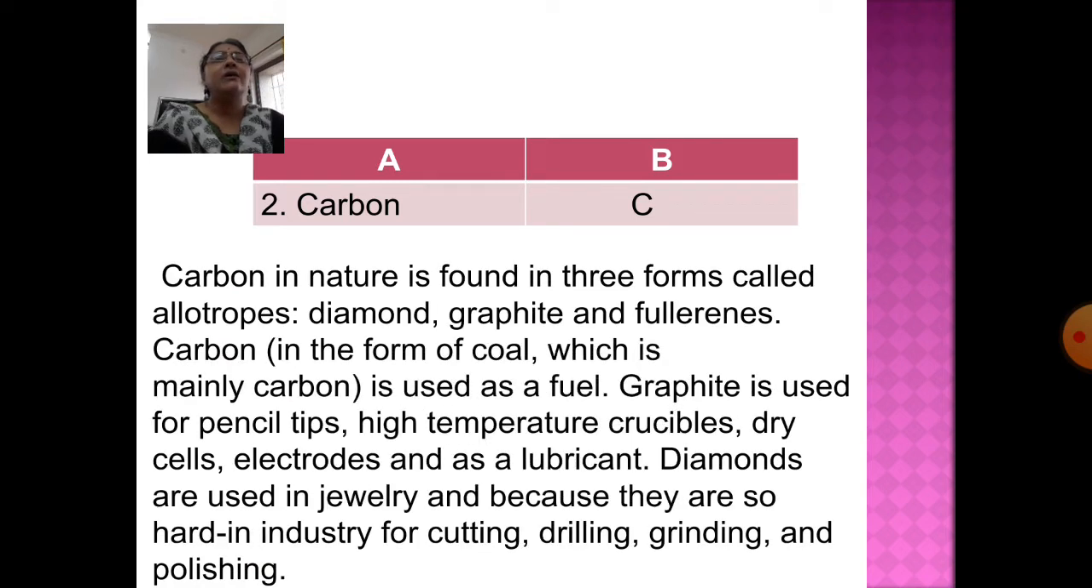Carbon in nature is found in three forms called allotropes, diamond, graphite and fullerenes. Carbon is used as a fuel. Graphite is used for pencil tips, high temperature crucibles, dry cells, electrodes, and as a lubricant. Diamonds are used in jewelry and, because they are so hard, in industry for cutting, drilling, grinding, and polishing.